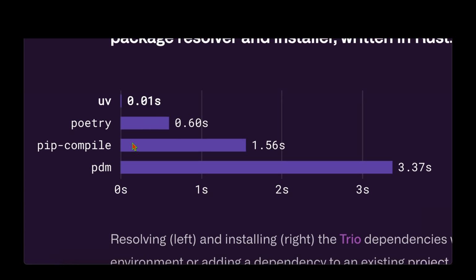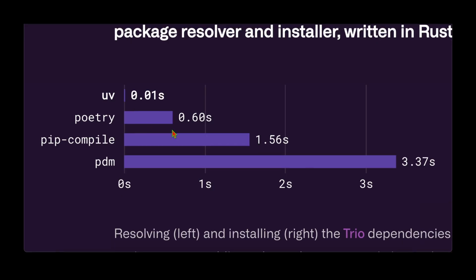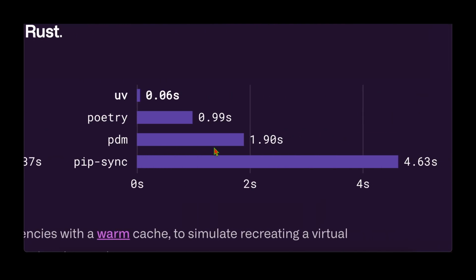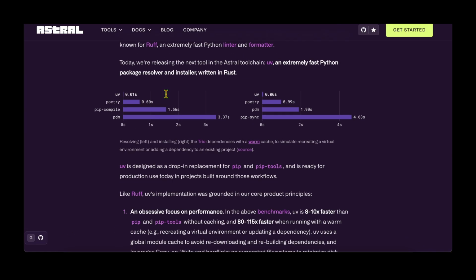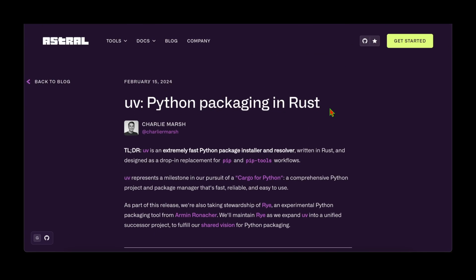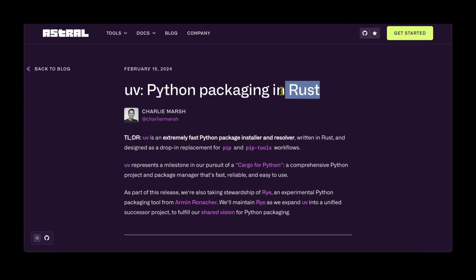And it indeed seems to be the case, as they have shown this comparison between poetry and pip-compile. When it comes to resolving, poetry seems to take 0.6 seconds, but uv just takes 0.01 seconds. And when it comes to installing, poetry seems to take about 1 second, but uv again seems to take 0.06 seconds. So it all boils down to the usage of Rust, which makes it super fast.